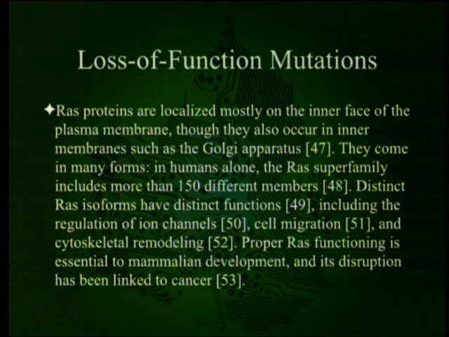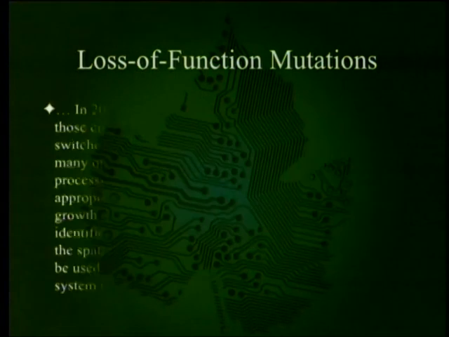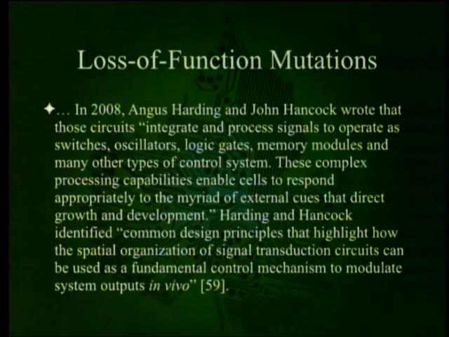Proper RAS functioning is essential to mammalian development, and its disruption has been linked to cancer, which, given that it was originally discovered in rat sarcoma virus, is not terribly surprising. In 2008, Angus Harding and John Hancock wrote that those circuits integrate and process signals to operate as switches, oscillators, logic gates, memory modules, and many other types of control system. We're talking about the RAS proteins.